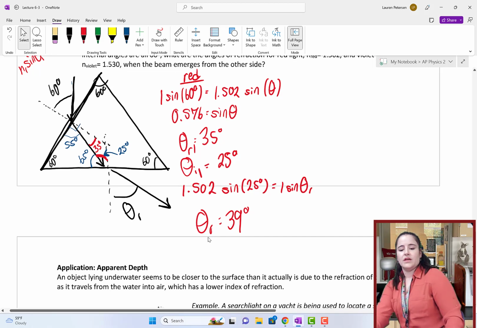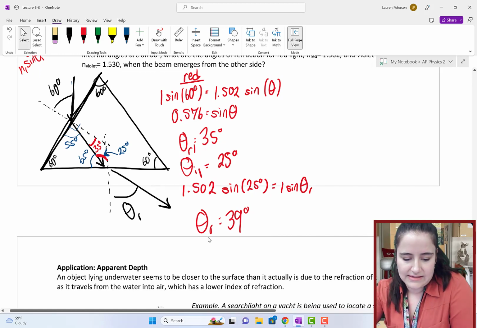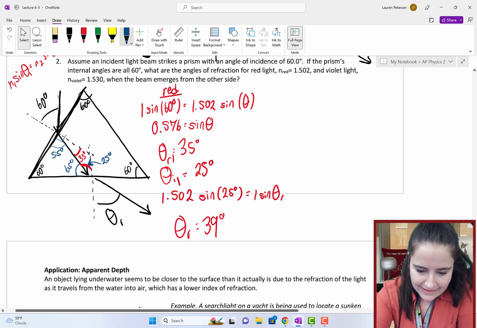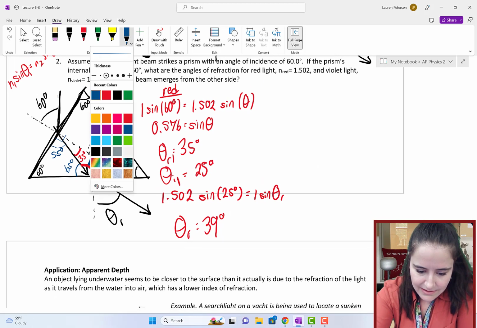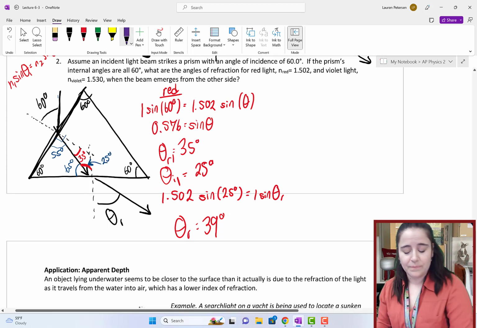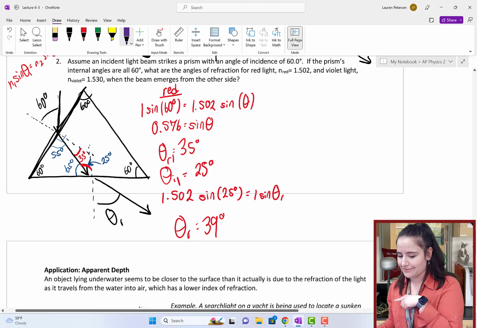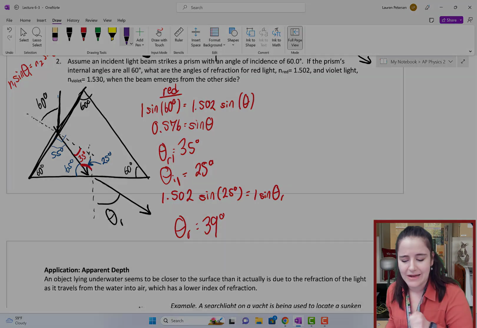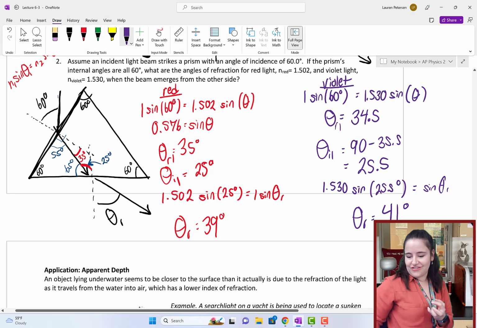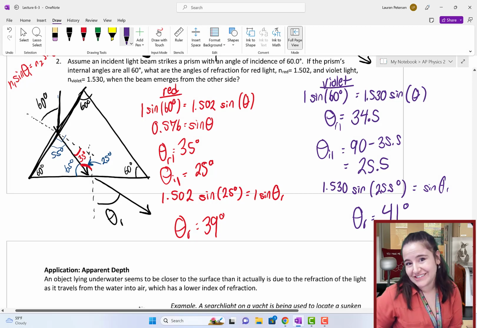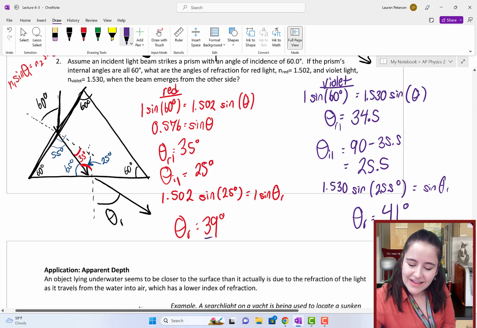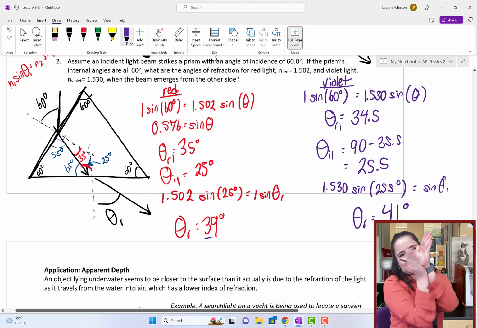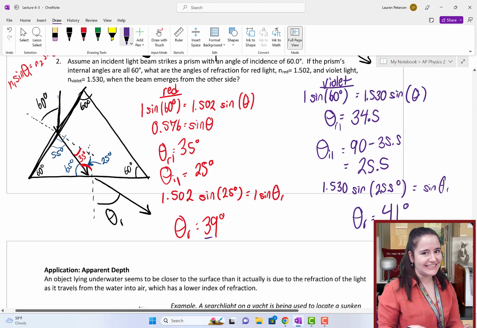Okay, cool. So then we can follow that same process for violet light. Okay, I want you to try it. I'm going to do all the work and then I'll show it to you guys in a second. Try it on your own and pause the video. So for the violet light, you should have got an angle of refraction of 41 degrees. So you can see there that 2-degree difference that shows that separation of the light. It's a subtle difference, but enough to let us see those pretty rainbows.